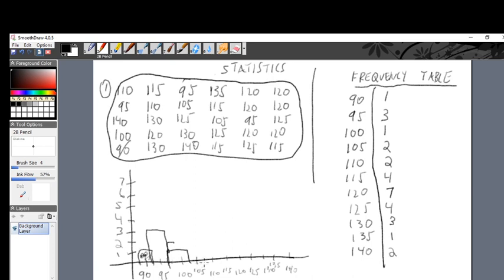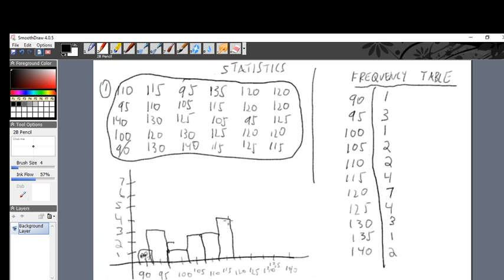What about 105? Look it up. It's 2. So if 105 is 2, this bar goes up to 2. What about 110? Look it up. It's 2 again, so stay on the same level. 110 is also 2. 115 is 4. Bump that up to 4, 115.